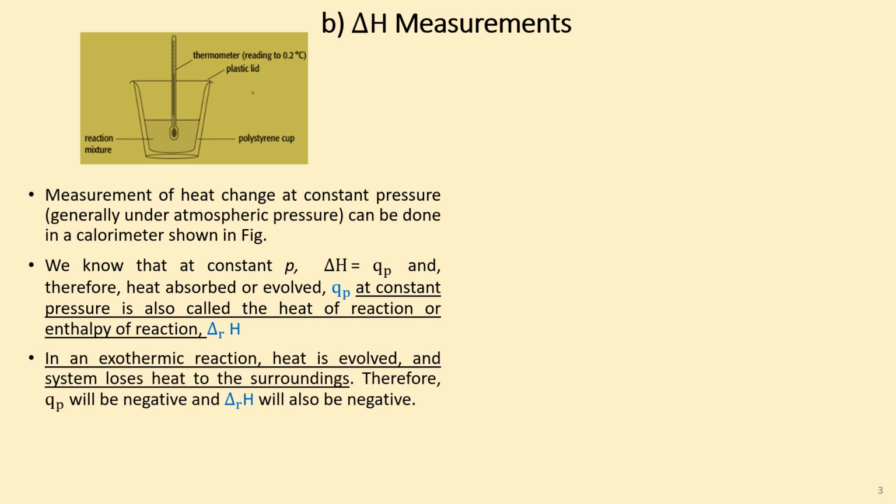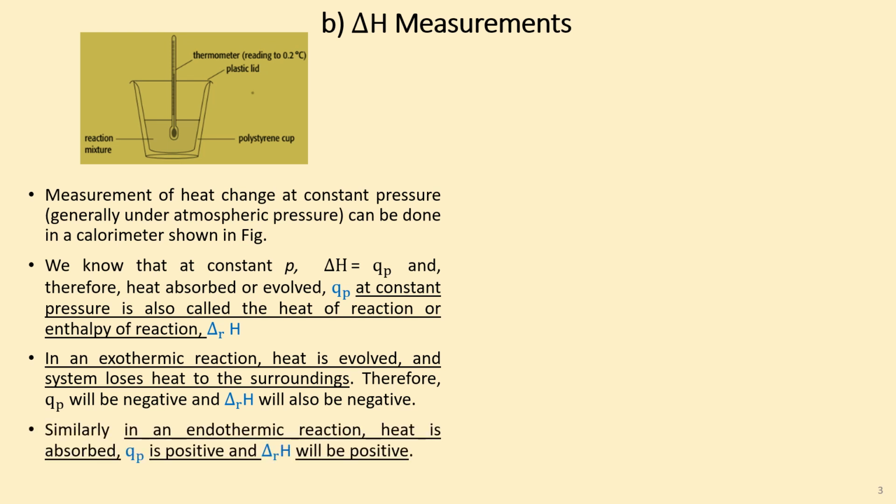In an exothermic reaction, heat is evolved and the system loses heat to the surroundings. Therefore, Qp will be negative and delta RH will also be negative. Whereas in an endothermic reaction, heat is absorbed, Qp is positive and delta RH will be positive.